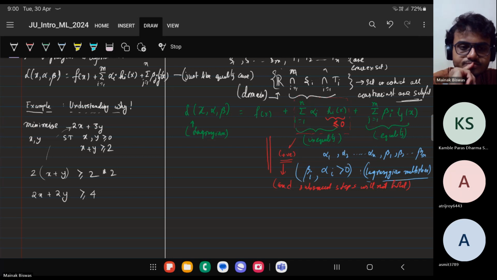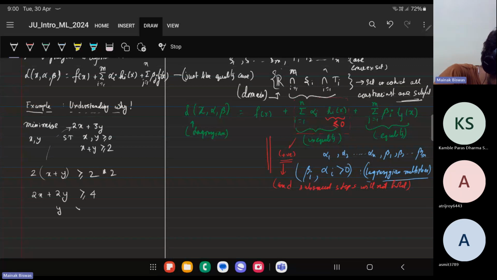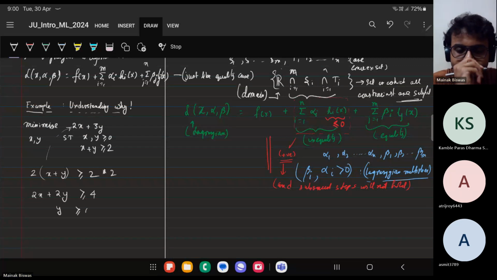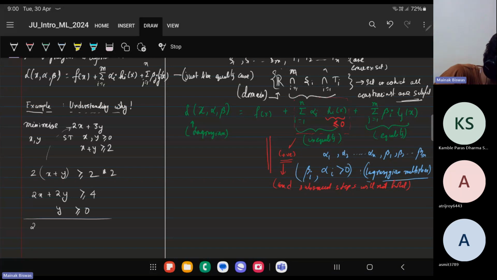Yes or no? Yes. And I know y has to be greater than or equal to 0. So if I add these two equations, what will I get? 2x plus 3y greater than or equal to 4. So the minimum is 4.